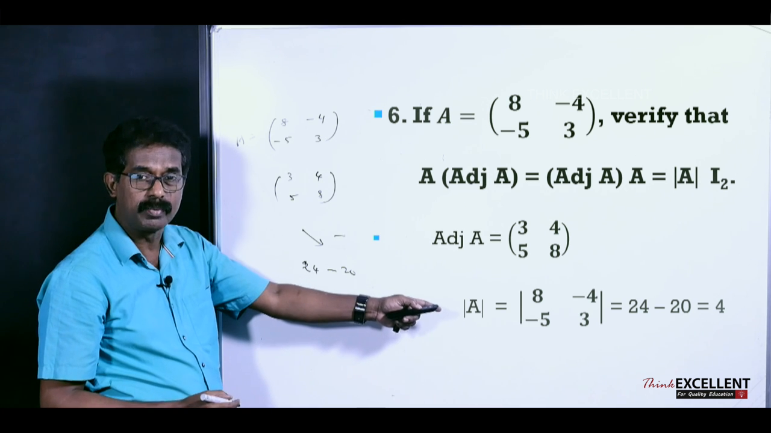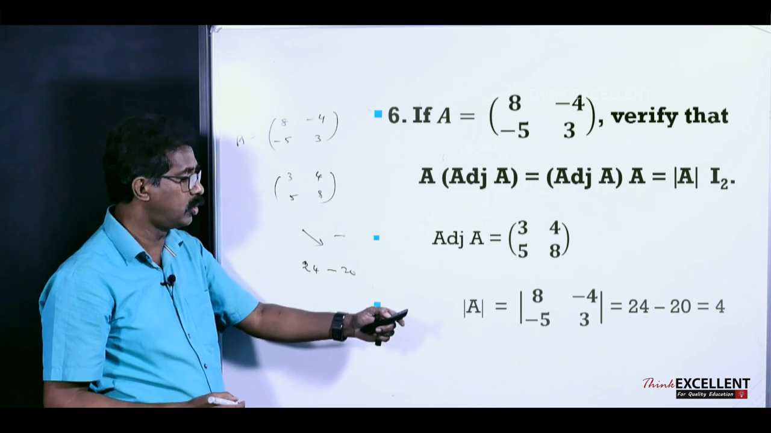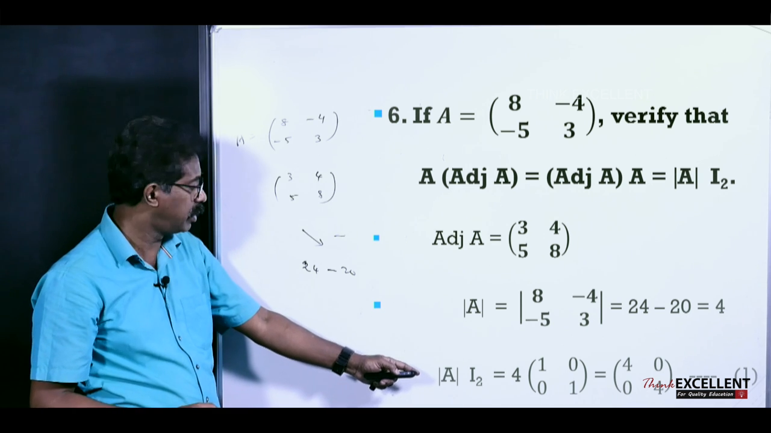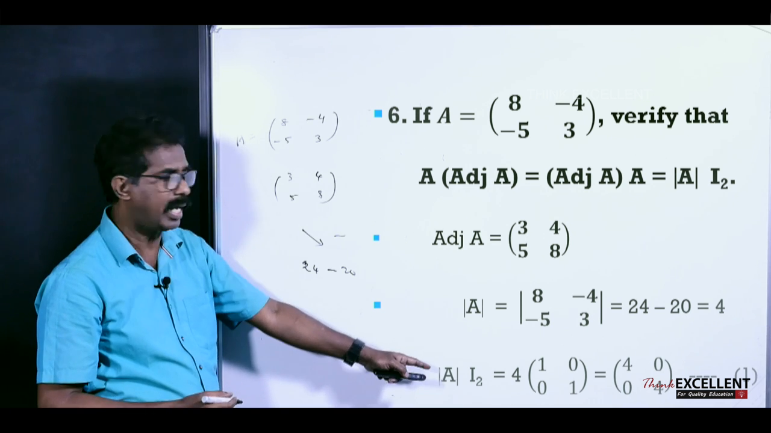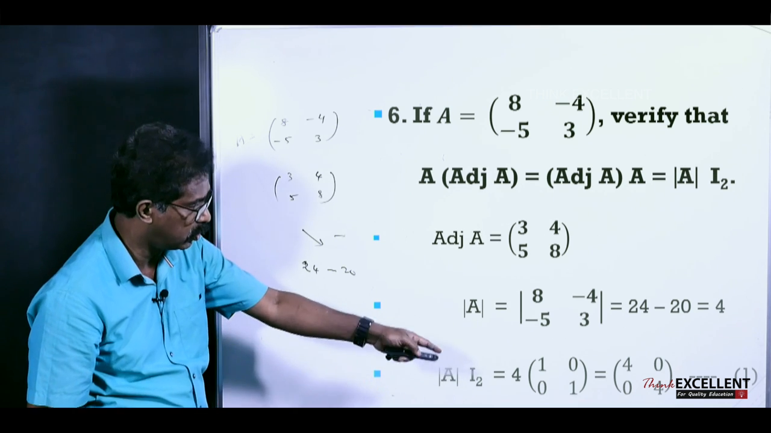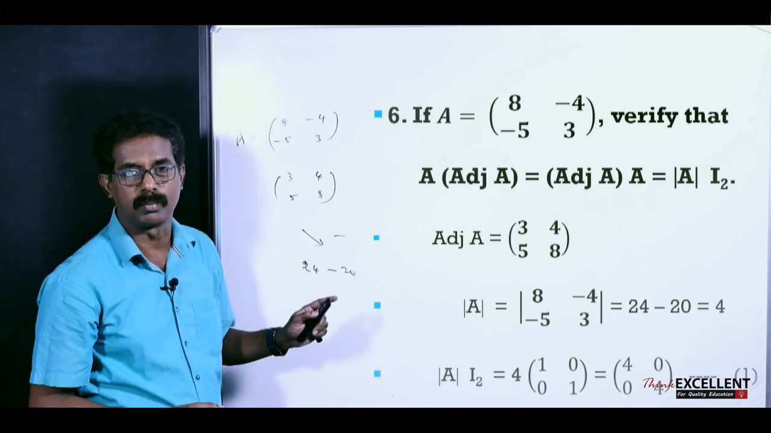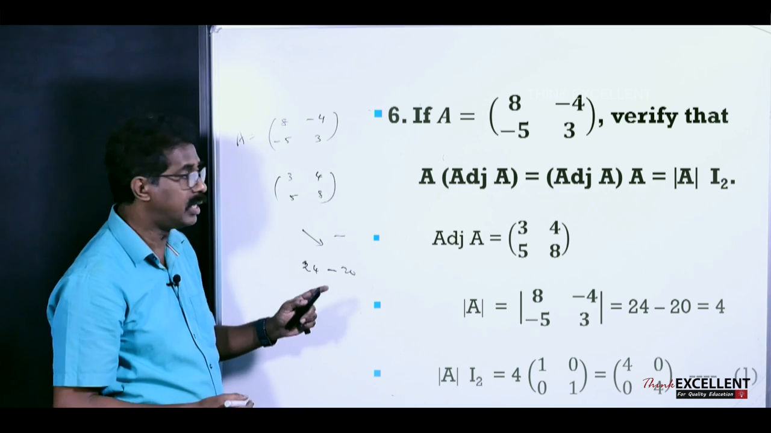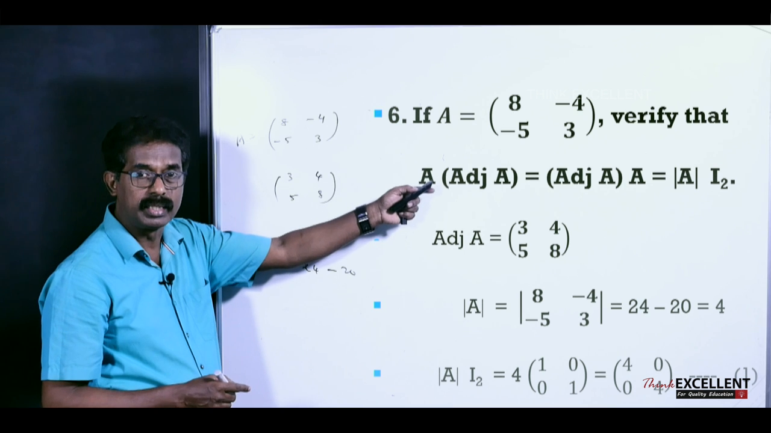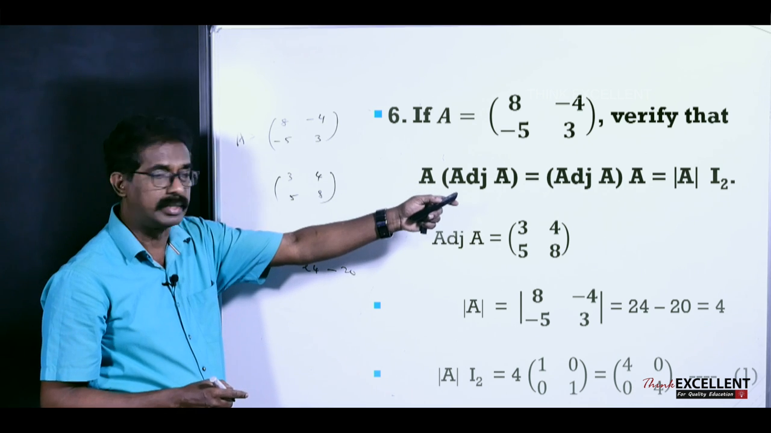This is determinant A. But we want determinant A into I2. Determinant A we got as 4, and I2 is 1, 0, 0, 1. If you multiply, you are getting 4, 0, 0, 4. Take it as result number 1. So this is determinant A into I2. But we need two more: A into adjoint A, and also adjoint A into A.